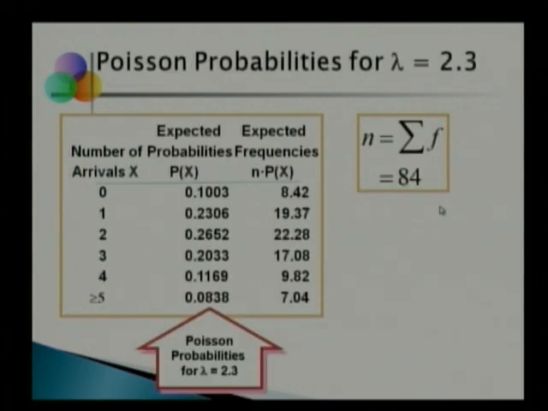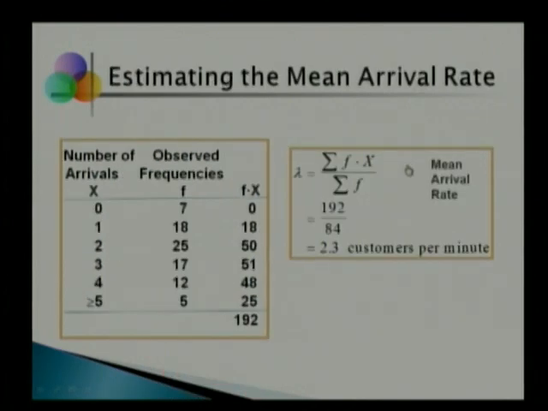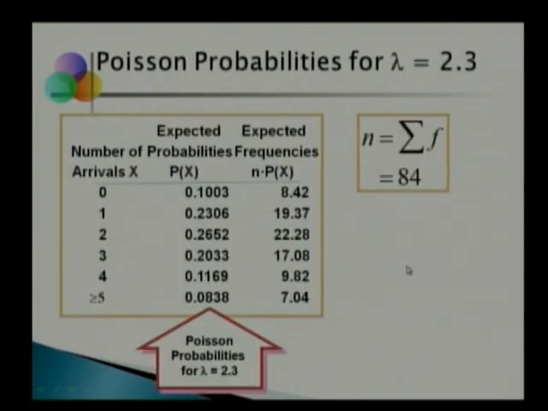Then by using the Poisson probability law, one can calculate the Poisson probabilities. So these are the Poisson probabilities for various values of x. For x equal to 0, the Poisson probability is 0.1003 and so on. These are Poisson probabilities for lambda equal to 2.3. And here n is the total number of observations. So we have 84 observations, the sum of the frequencies.